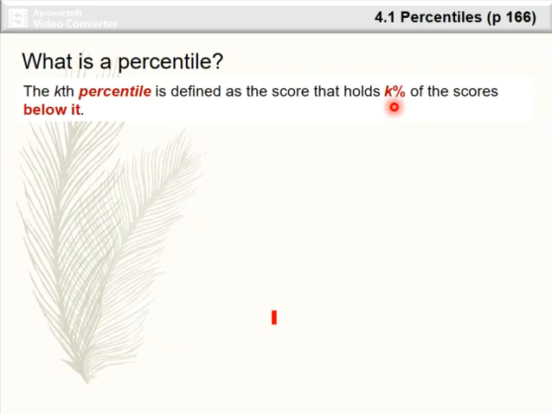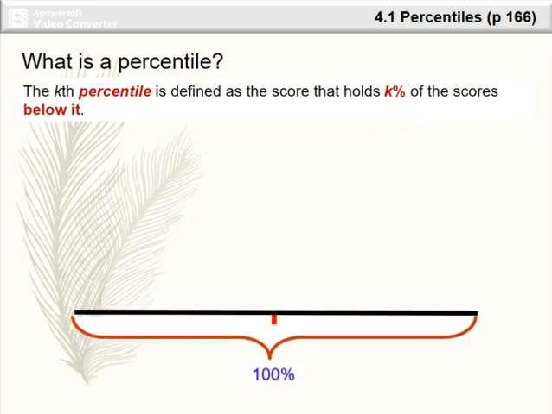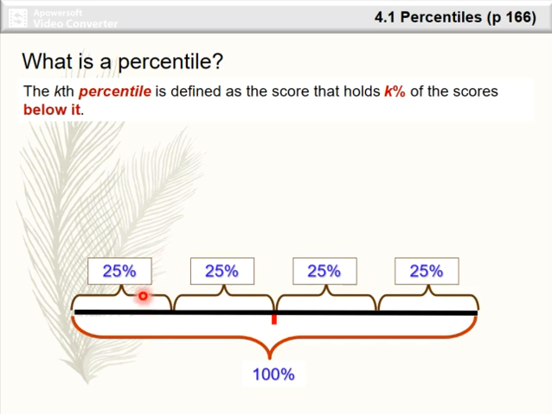So let's recap a little bit to something which you may be familiar with. Suppose you have your data represented by this line. In other words, 100% of your data is represented, from the lowest value to the highest value. I could divide this distribution into 4 equal parts. So you end up with 25% here, 25% here, and so on.